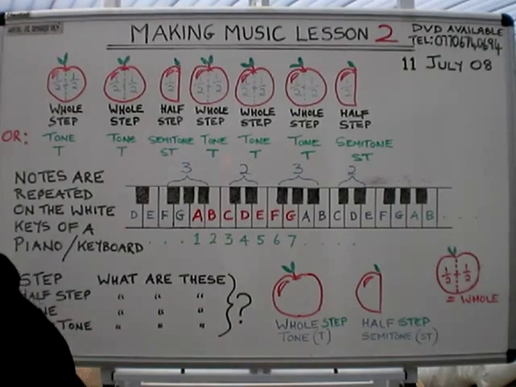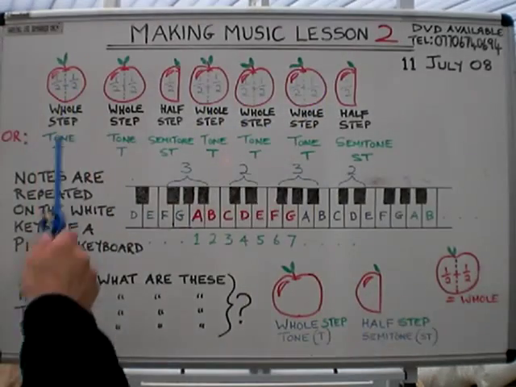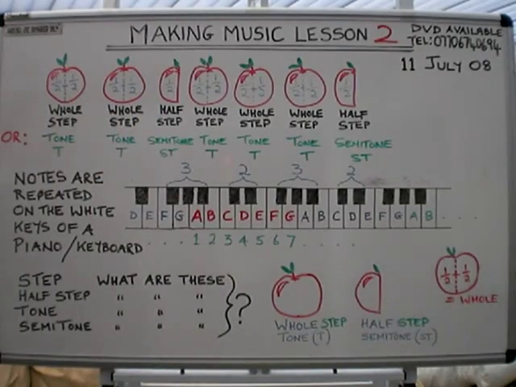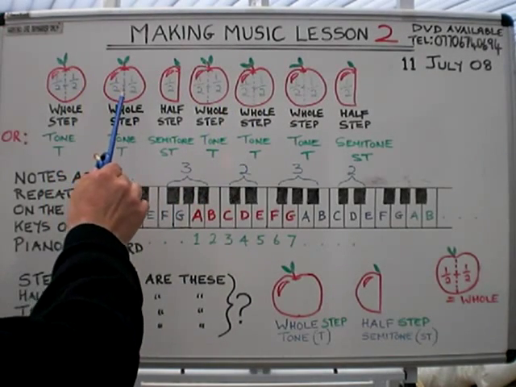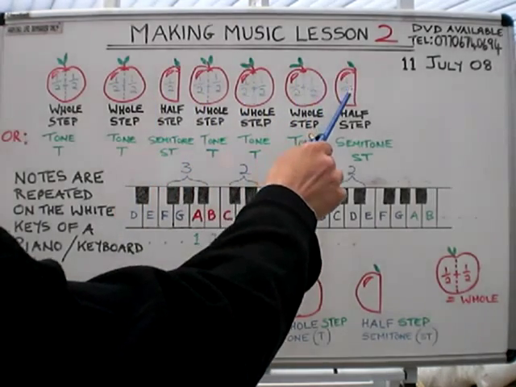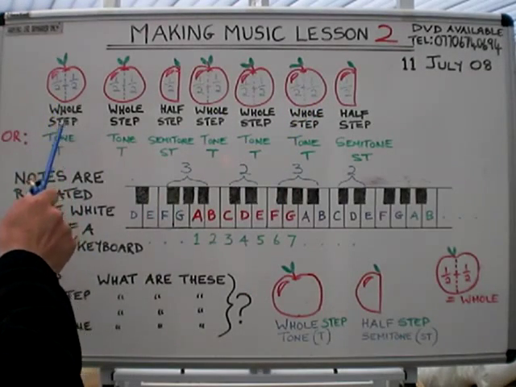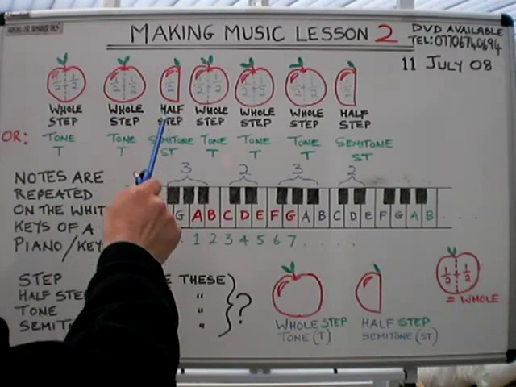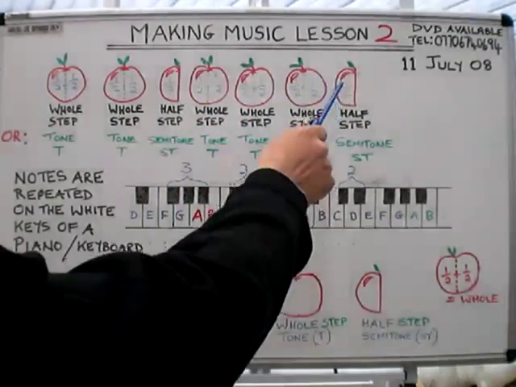Okay, we want to further progress using this concept with these apples. Whole apples and half apples. Now, as you can see, I've drawn two full apples, a half one, three whole ones, and another half one. So we're going to call it steps instead of apples. We've got whole step, half step, whole step, whole step, whole step, and half step.